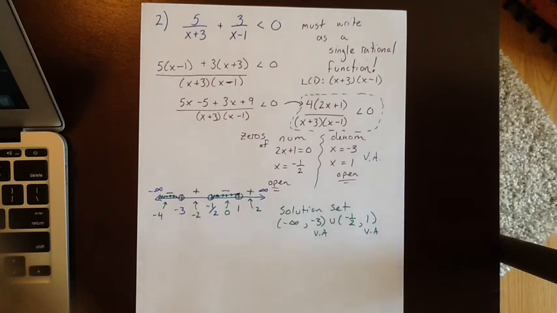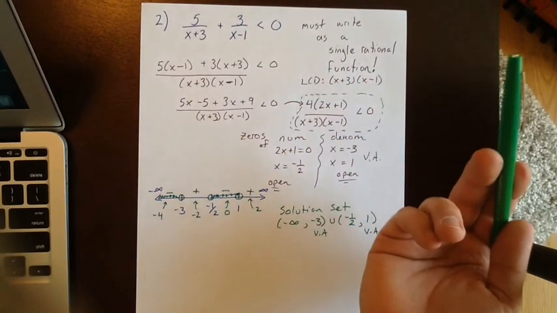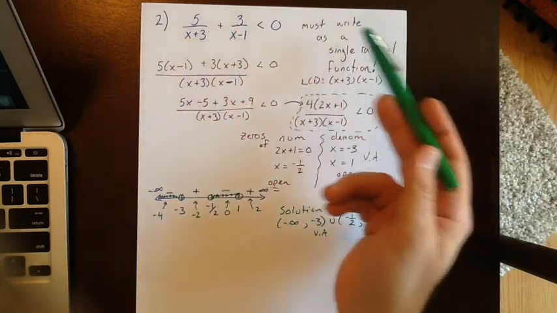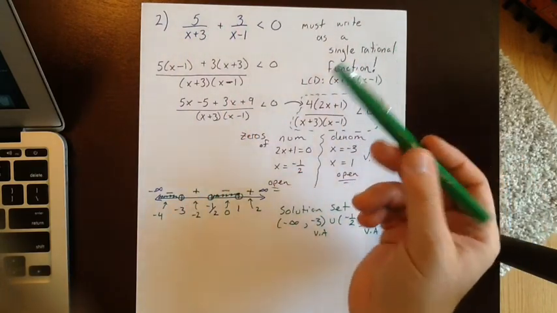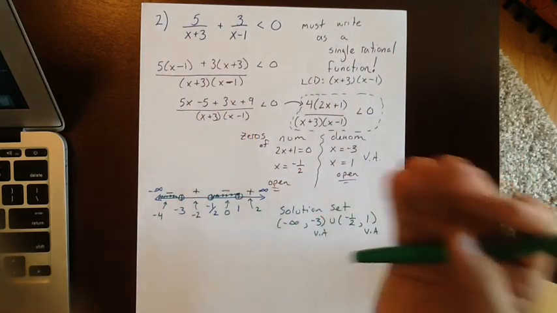But that is essentially how we go through a rational inequality, whether it's split into two and we need to make it one rational function, or if it's already put together.